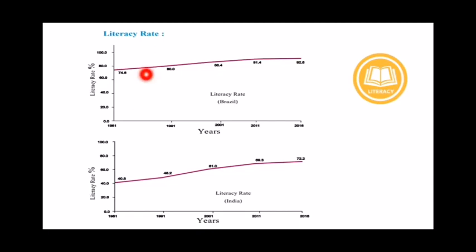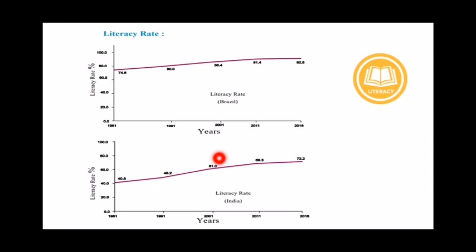So let's study the graph in the middle years. In 1991, the literacy rate in Brazil was around 80. Then it moved up to 86.4. Then in the next decade it was around 91.4. Similarly, in India it was around 40.8 in the beginning, that is 1981. Then in the next decade it is around 48.2. You can see there is a jump in the literacy rate because of education being taken very seriously in the country.